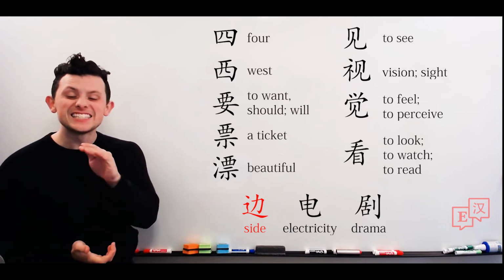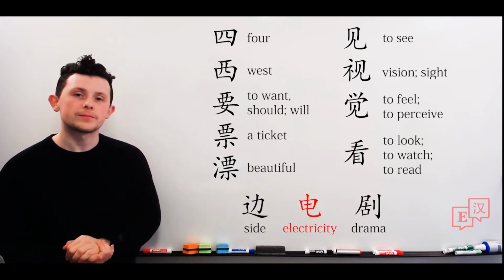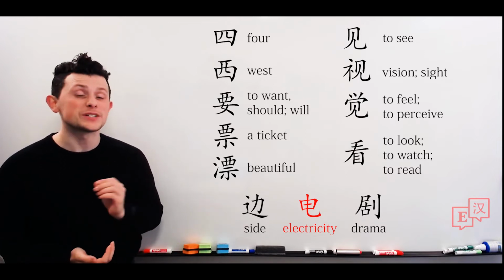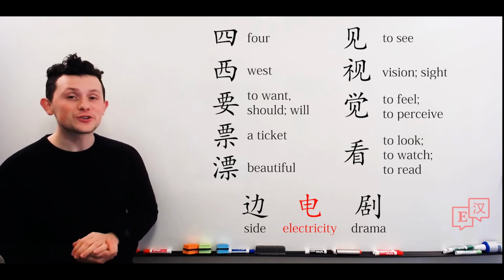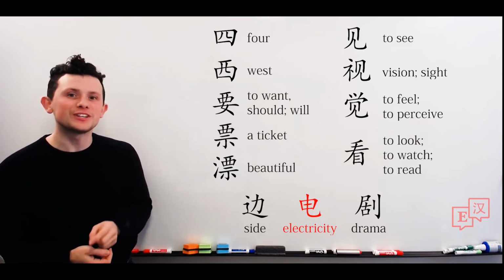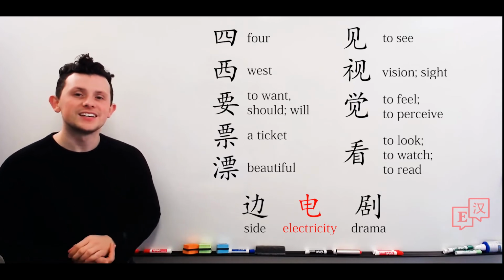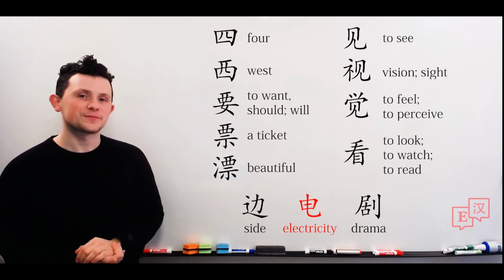Next, dian. Dian, electricity. This character is composed of a field and a bolt of electricity or lightning shooting down and piercing the field. Dian.